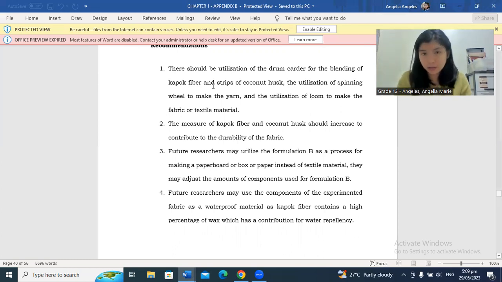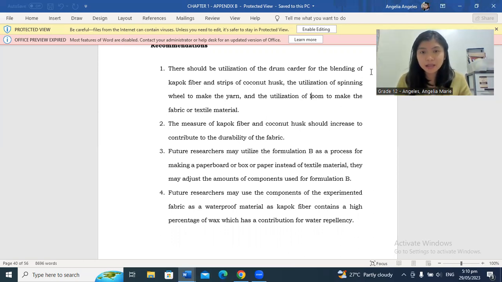durability of the fabric. So, imbis na 13.2 grams of kapasanglay fiber lang ang gagamitin natin, better if we increase that measurement. So, if we increase that measurement, maybe it will hold nga, yun. Mas magiging strong pa siya and mas magiging durable. But, we should expect less of it.